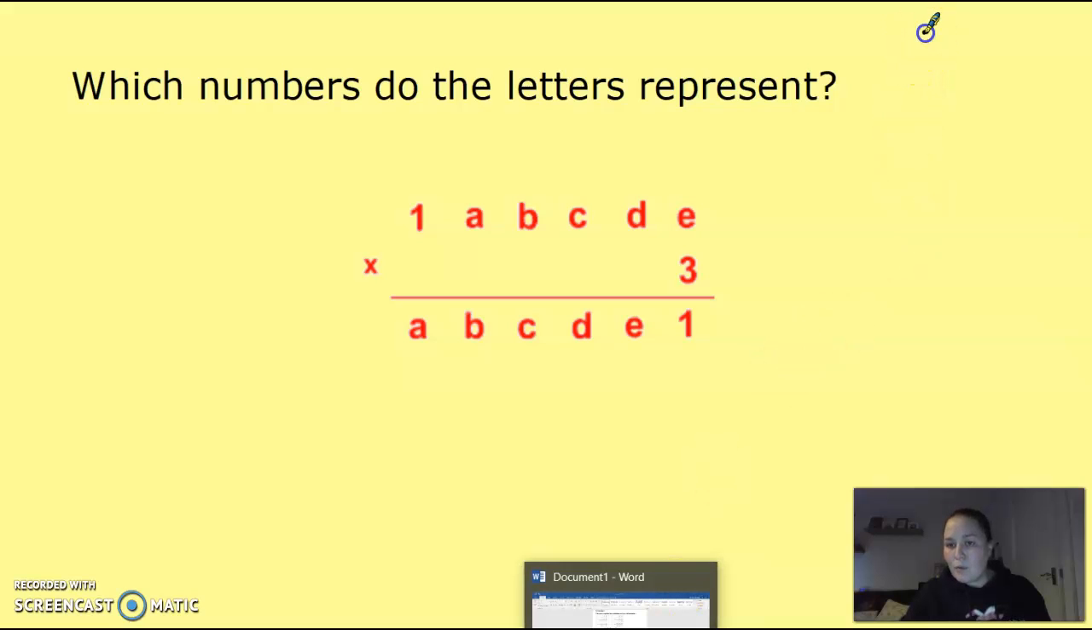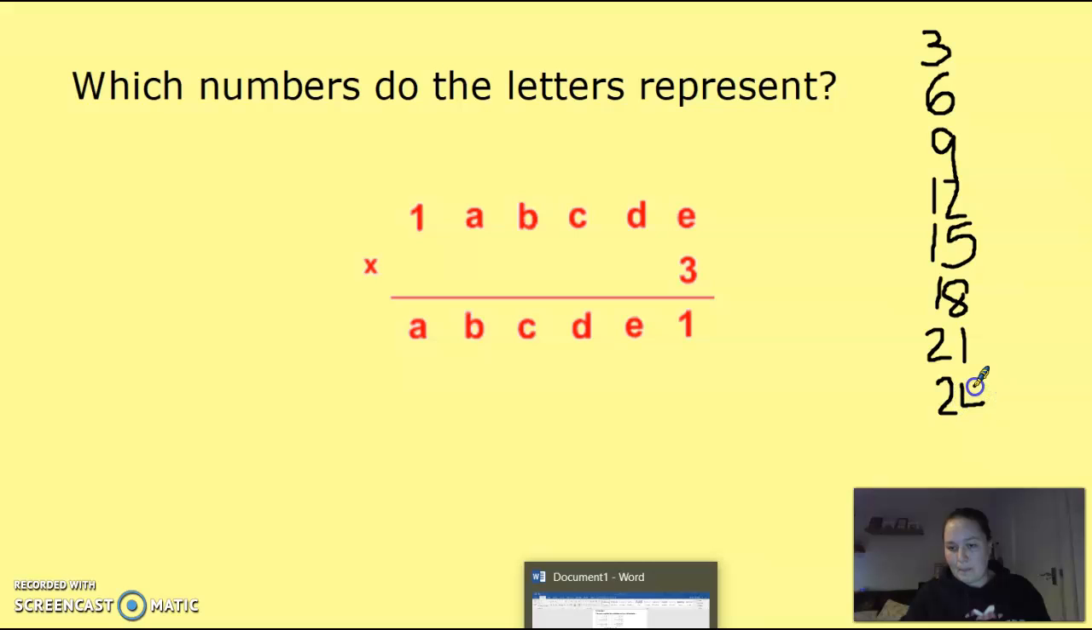Now, I could write my multiples of 3 down the side of the page. 3, 6, 9, 12, 15, 18, 21, 24, 27. Okay, I'm going to go down to 9 because I'm not going to multiply by anything bigger than 9 because each of these would have to be 1 digit big. So now I can see that there is a number where 1 is the second digit. So E could be 7 because 7 times 3 is 21.